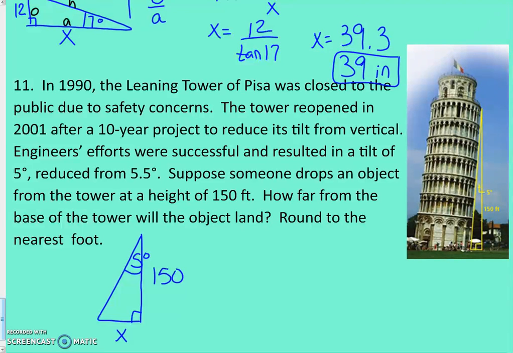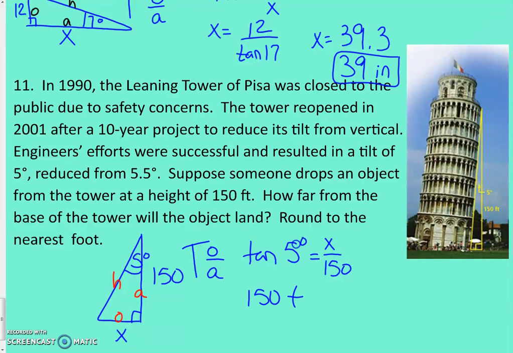So if I mark my picture, I have my angle at the top. This is my opposite, adjacent, and hypotenuse. So again, I have O and A. That's tangent. So tangent of my 5 degrees, my angle, equals opposite over adjacent, x over 150. X is on the top, so it's going to be a multiply. So it becomes 150 multiplied by the tangent of 5 equals x.